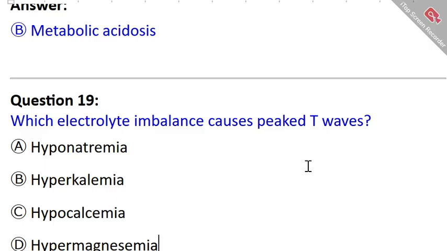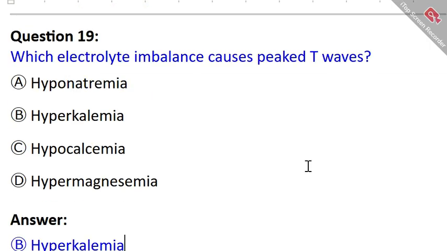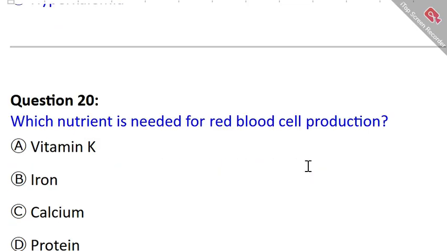Question number 19. Which electrolyte imbalance causes peaked T waves? You check the ECG. In ECG, the T wave is tall or peaked. So what electrolyte imbalance will it suggest? In this scenario, the correct answer is option B, hyperkalemia. So a peaked T wave in ECG will suggest hyperkalemia. Let's move to question number 20.